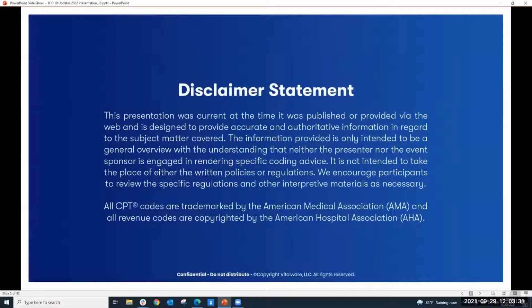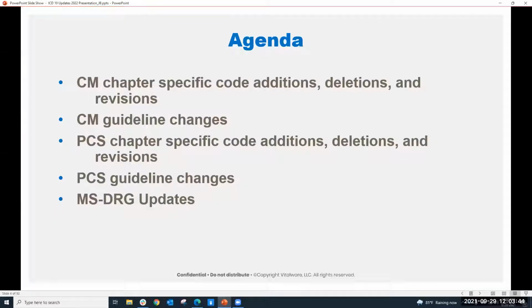So first we have our disclaimer statement, and this is just saying that at the time of this presentation, this information is current. This is just a general overview, and we do encourage you to review the guidelines and the regulations yourself as well. Okay, so on our agenda today, we have CM chapter-specific code additions, deletions, and revisions, CM guideline changes, PCS chapter-specific code additions, deletions, PCS guideline changes, and MS-DRG updates.